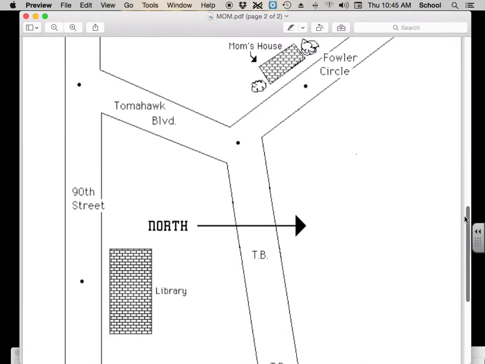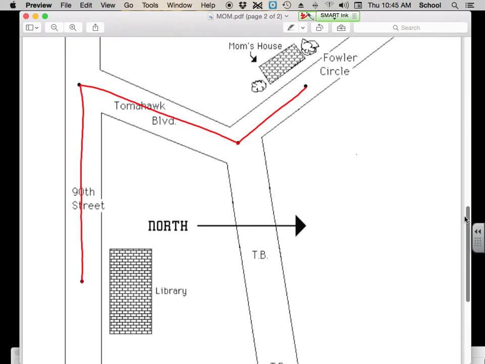So that we are all nice and uniform, we are going to measure from dot to dot so that we are all measuring from the same spot. I've placed these little dots in the street. If Mom is going to go to the library, and I want to know the distance from Mom's house to the library, Mom is going to travel down Fowler Avenue, then make a right on Tomahawk Boulevard, and then travel down 90th Street until she gets to the library. In reality, the library's on this side, but it was easier to draw over here. Anyway, we're going to measure those.